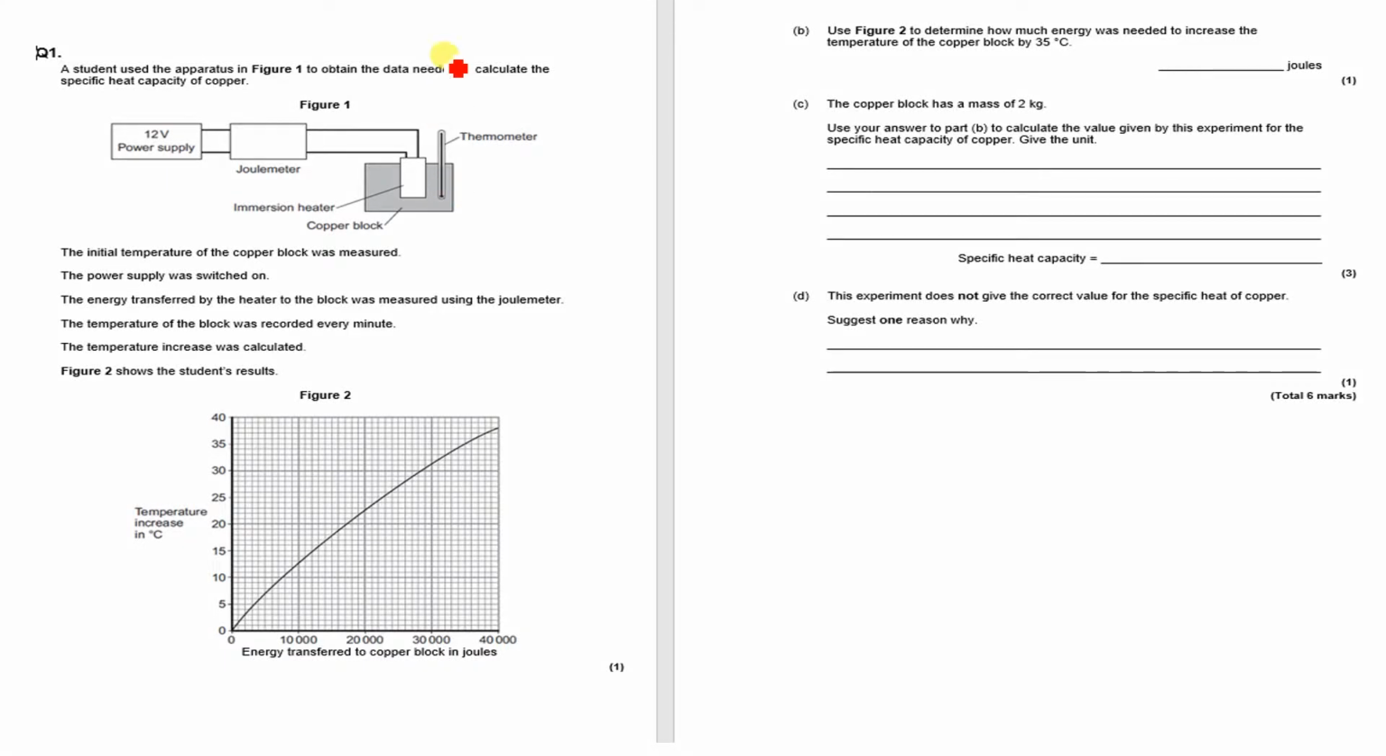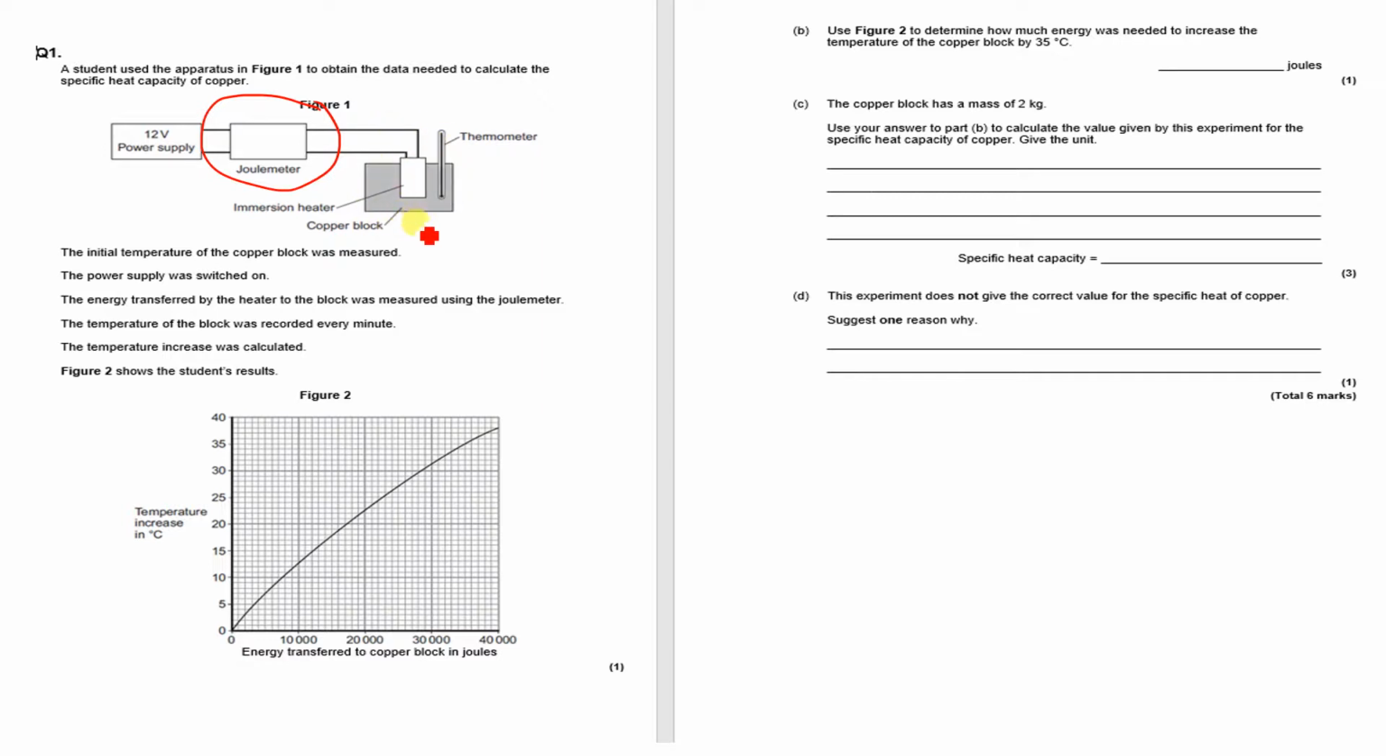In this video, I'm going to explain about specific heat capacity. So as you can see, this is the experiment that you will need to use to measure the specific heat capacity. They've clearly got a joule meter here and a 12-volt supply, and here you have a heater which is going to heat up this copper block, and they're going to measure the temperature change to measure the energy.